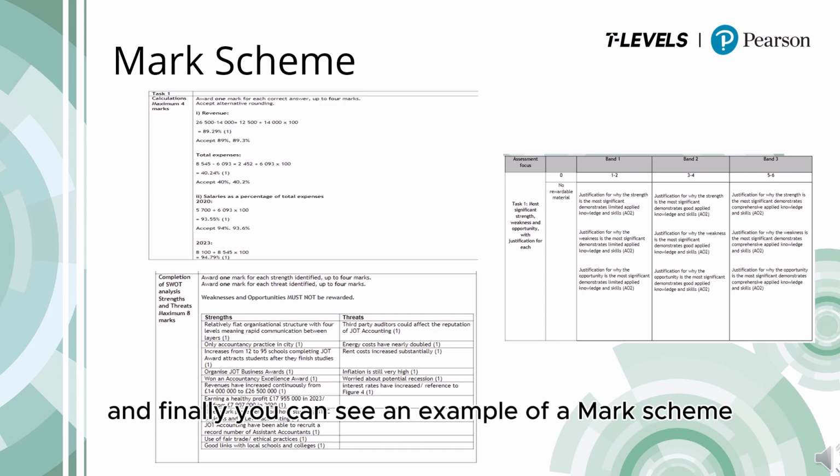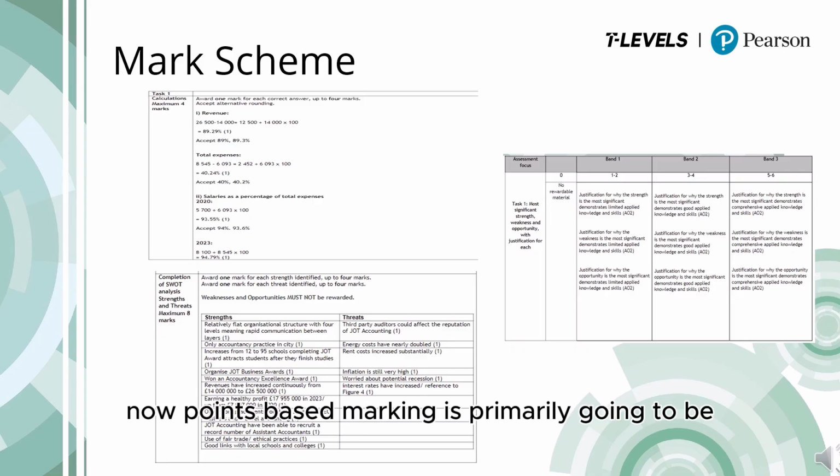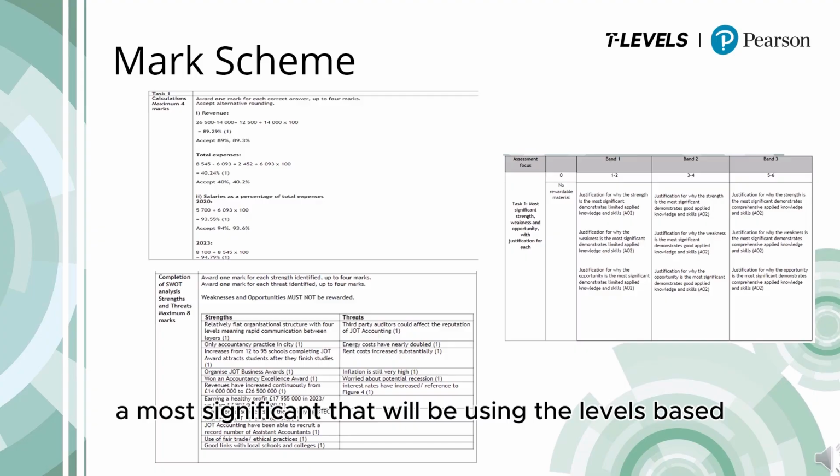And finally, you can see an example of a mark scheme. So this again is from task 1. So within the employer set project, there is going to be a mixture of the points-based marking and the levels-based marking. Now, points-based marking is primarily going to be where we've got calculations, or activities like the SWOT where they're being asked to state them and you can easily points-base them. Whereas if it's a longer response question, so for example, where they're justifying which one of their strengths, weaknesses, opportunities, and threats are most significant, that will be using the levels based.